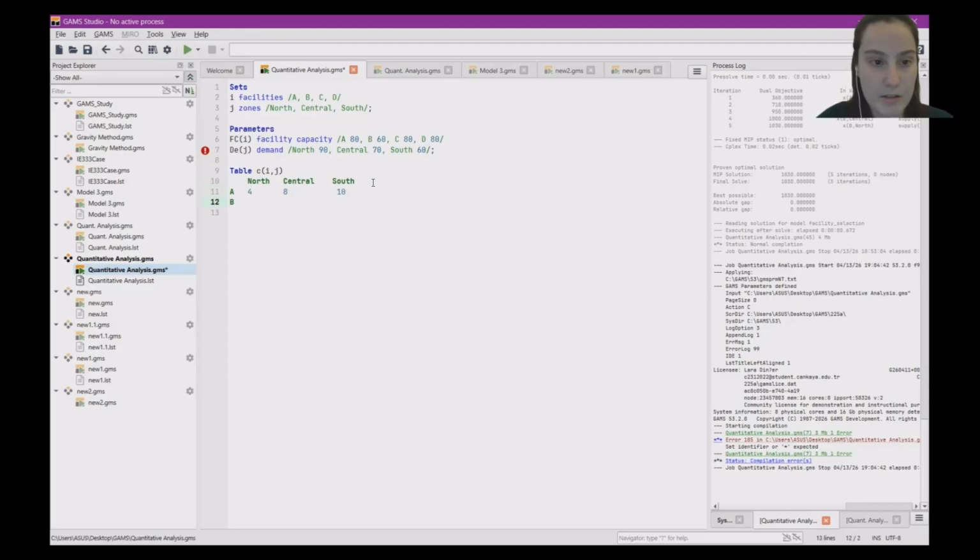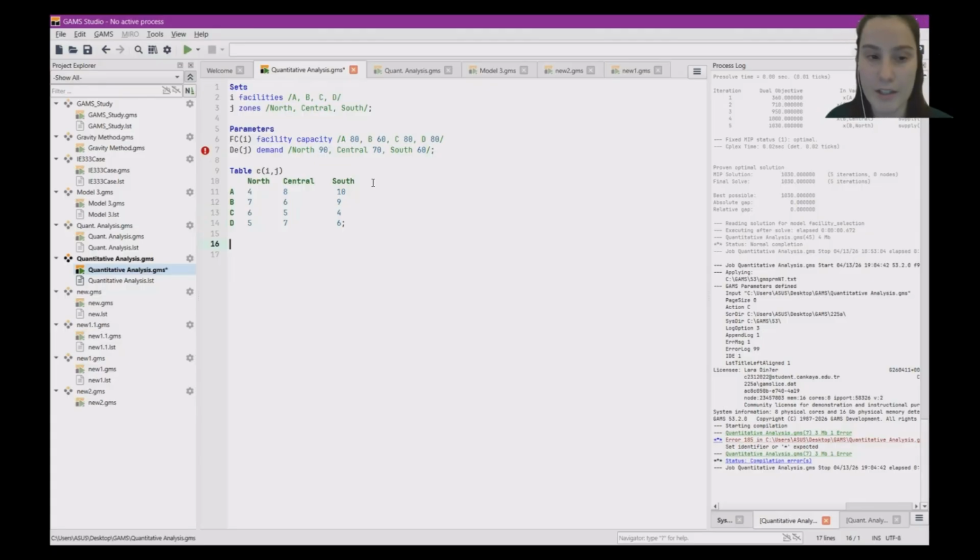And then B to north, it costs us $7. B to central, $6. And B to south, $9. Then we have C to north, $6. C to central, $5. C to south, $4. And then D to north, it costs us $5. D to central, $7. And D to south, it costs us $6. Now I'm done with the table. I'm putting a semicolon here also.